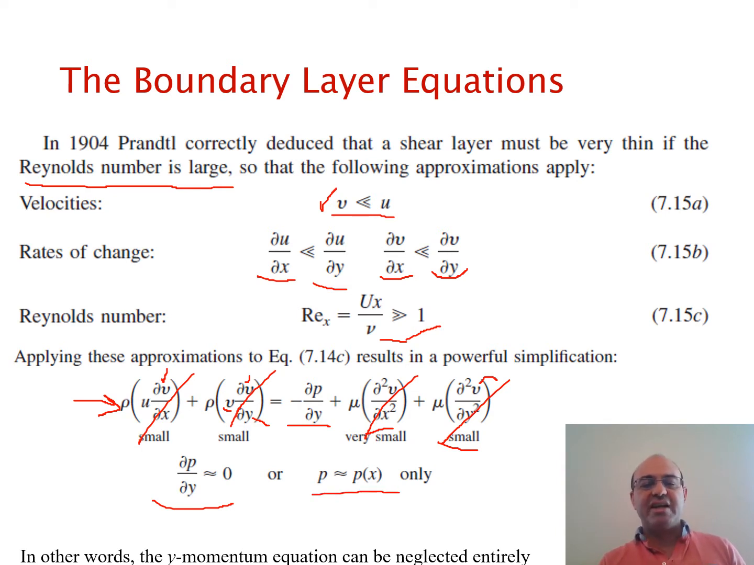So in the boundary layer, pressure does not change much as we move vertically, or normal to the plate, up. Pressure changes, for now, only in x direction. Okay.